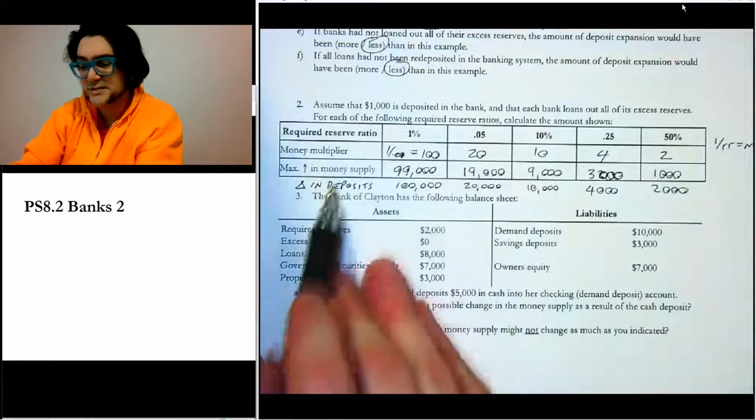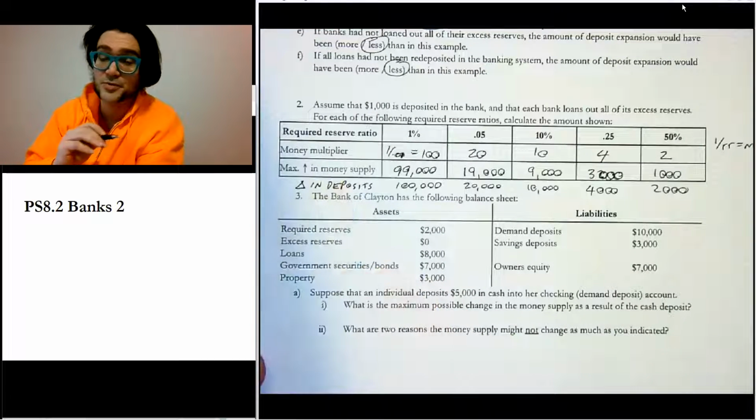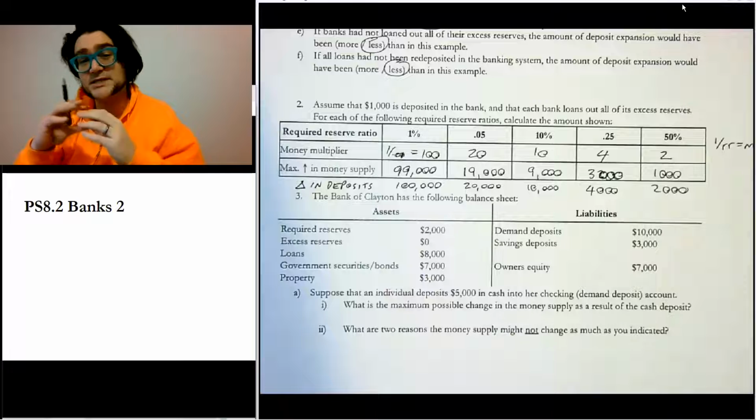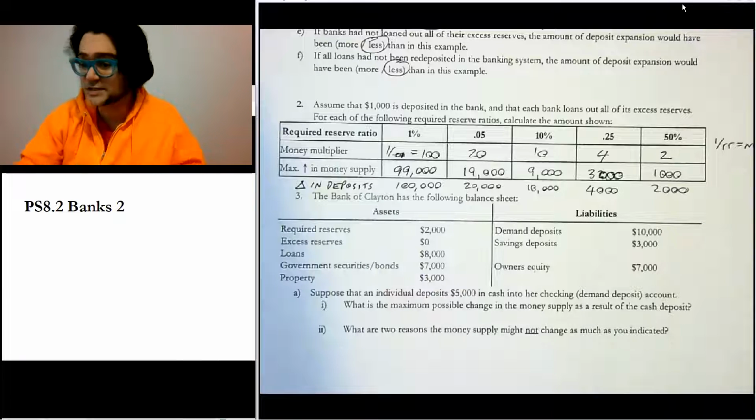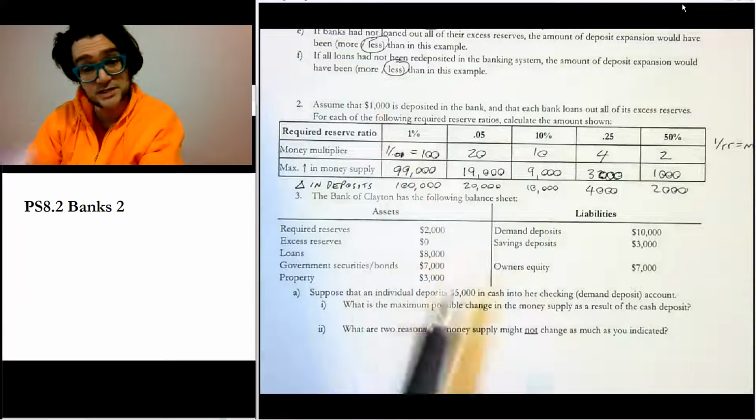Again, if this concept is not making sense to you, you need to go back and review that previous video where I talk about how just because the deposits go up, some of those deposits include money that's already in the money supply.